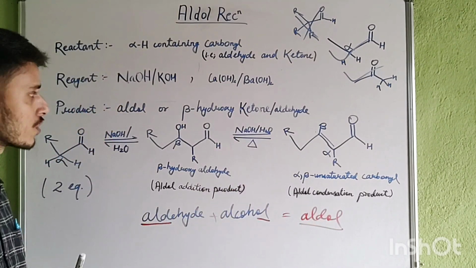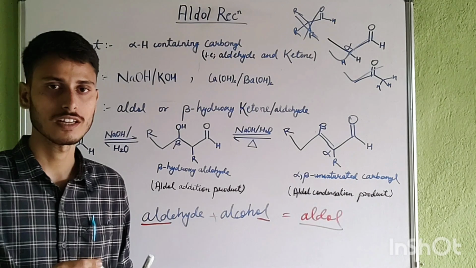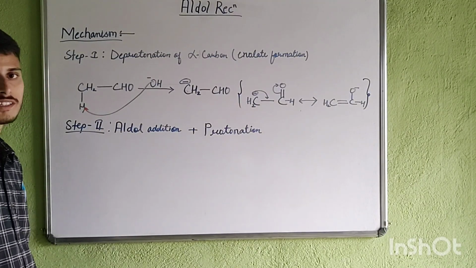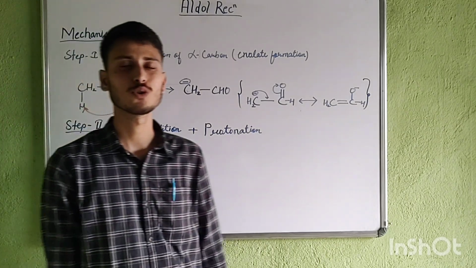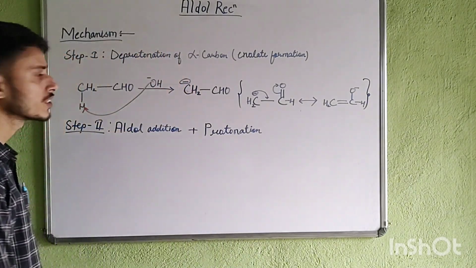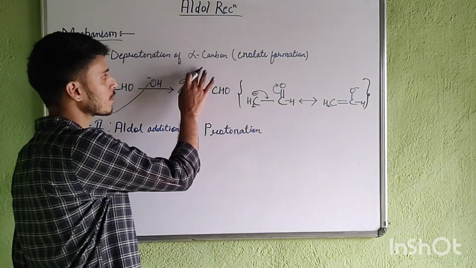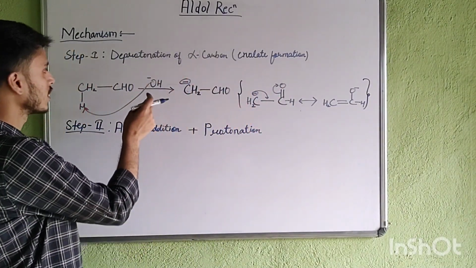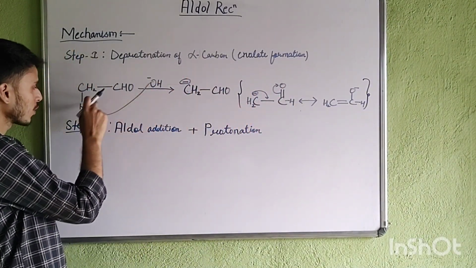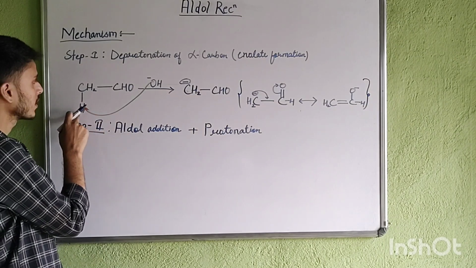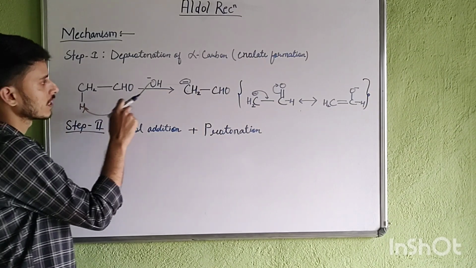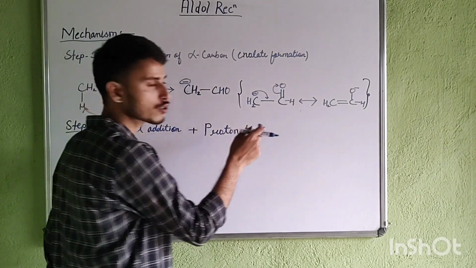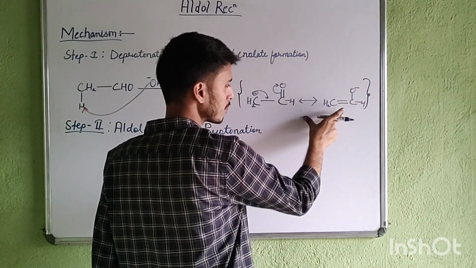Now move towards the mechanism of this reaction. Come to mechanism. We may divide it into two steps. First step, deprotonation of alpha carbon, that is enolate formation. So how is enolate formed? The base from our reagent will go and attack here on the alpha carbon and will fetch hydrogen. Then we will get CH2 minus CHO. This may also show resonance and may get stabilized by this effect.